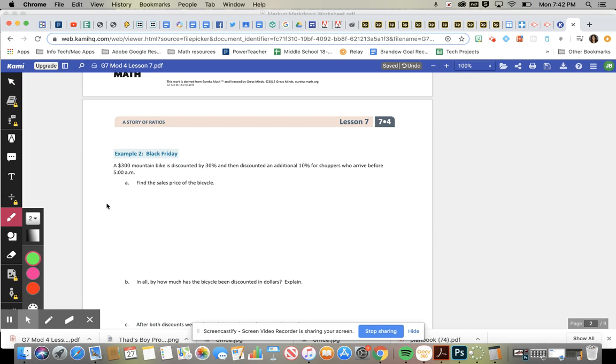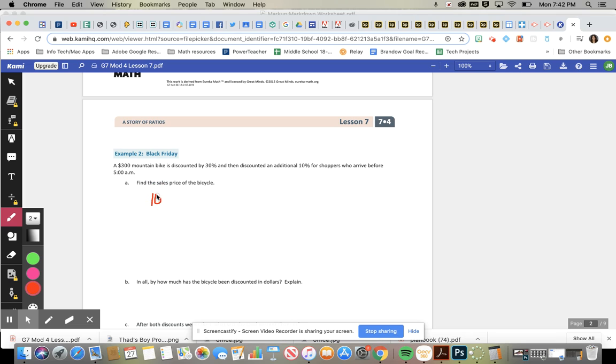Okay, example 2. A $300 mountain bike is discounted by 30% and then discounted an additional 10% for shoppers who arrive before 5 a.m. Find the sales price of the bicycle. So we have two different discounts here. First, we start with the 30% discount.